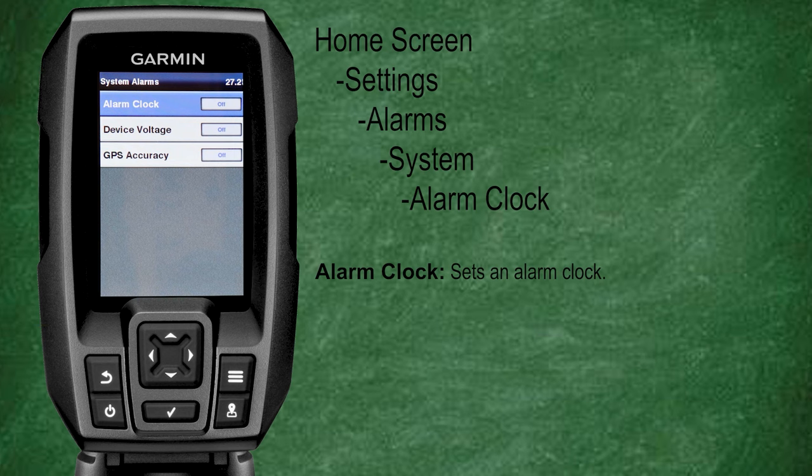From the traditional sonar screen, press the menu key to bring up the menu options for the traditional sonar screen. Now let's scroll down and select frequency. Here you'll see we have a few options for frequency selection: 77,000 Hz chirp, 200,000 Hz chirp, standard 77,000 Hz, and a standard 200,000 Hz.